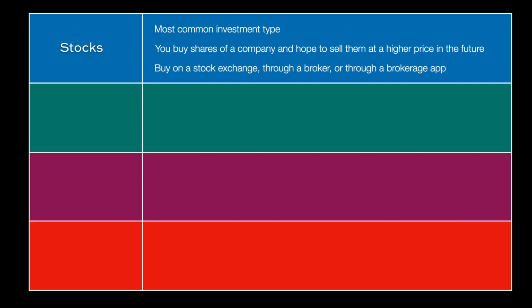You can buy stocks on a stock exchange through a broker or through a brokerage app like E-Trade or Robinhood or Acorns. The second way that you can turn money into more money is through government bonds. That's when you buy government debt securities. Without getting into too much detail, essentially you're buying U.S. government debt that they pay off year over year.